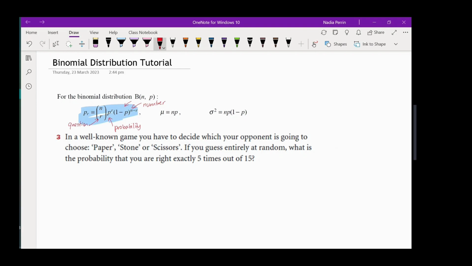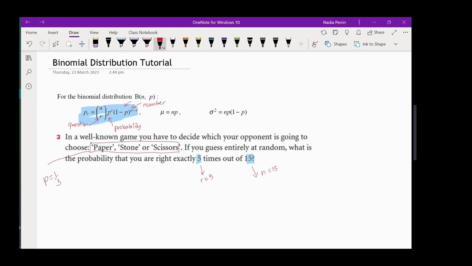So if we look at this question, I don't know why they've called it paper, stone, scissors, but rock, paper, scissors is what I would normally call it. And you're guessing what the other person is going to do. And you want to know the probability that you are right 5 times out of 15. So hopefully you can identify a few numbers here. 15 is the number of trials, so N is 15. 5 times is the question, so R is 5. And the probability they haven't given you, but because you're guessing and you have 3 options, we're going to take the probability as being 1/3.